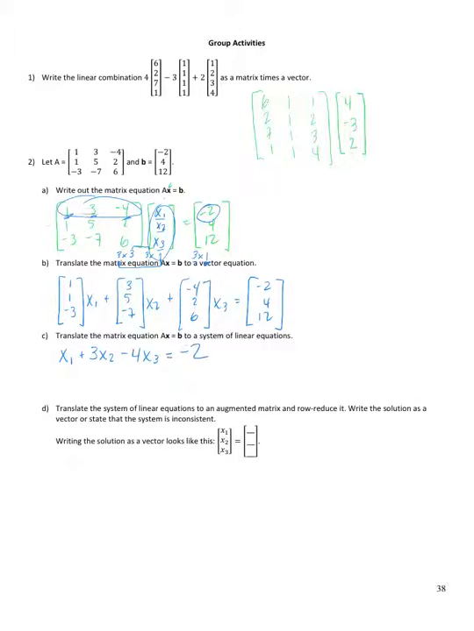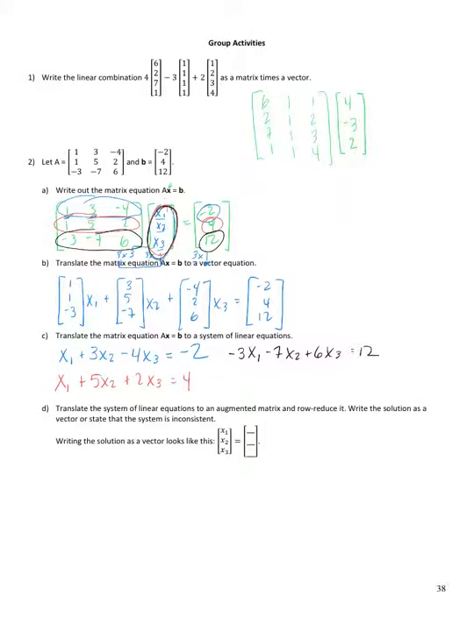Then I'm going to multiply row 2 times my vector, and I should get 4. So I have X1 plus 5X2 plus 2X3 equals 4. And then finally, I'm going to do the third row times the vector, and I should get 12. -3X1 minus 7X2 plus 6X3 equals 12.